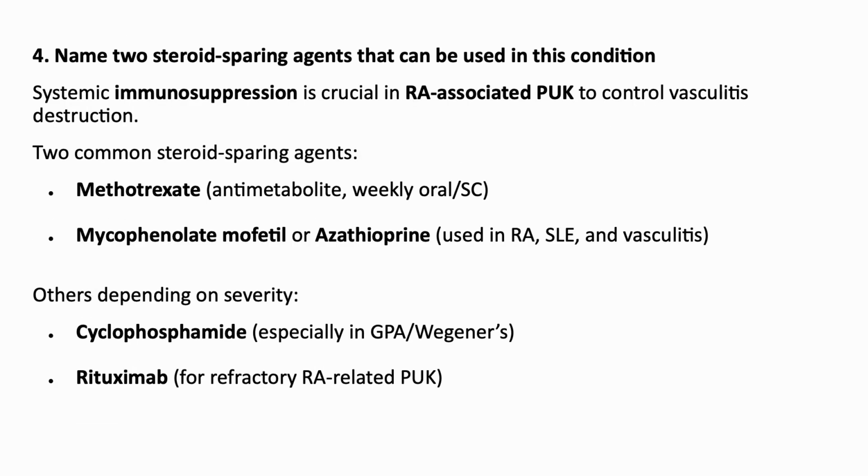Next question is, mention two steroid sparing agents. The two most commonly used agents are methotrexate and mycophenolate. These belong to antimetabolites. The action of antimetabolites is that they block DNA synthesis. It is given weekly. For severe cases, we can also use cyclophosphamide. It is an alkylating agent. Rituximab for refractory cases, a monoclonal antibody. And see, steroid we can't give alone for months or years. We need to switch to a steroid sparing agent.